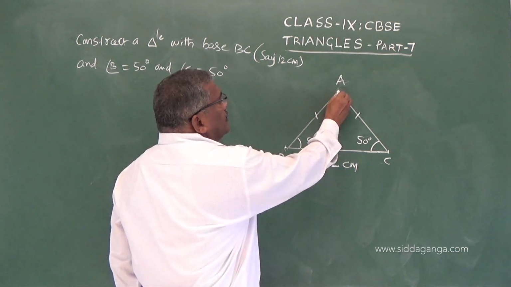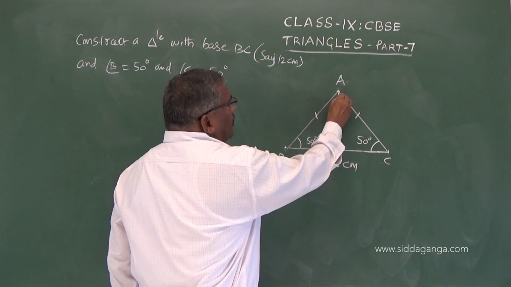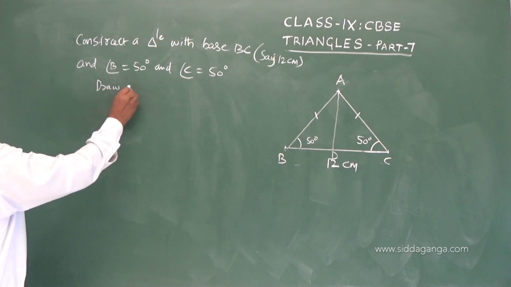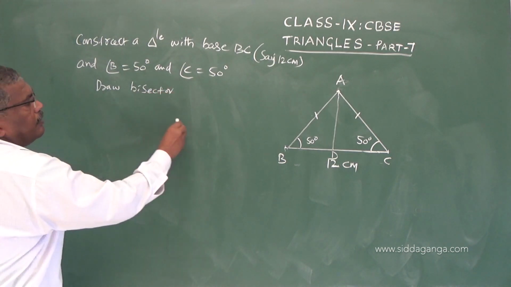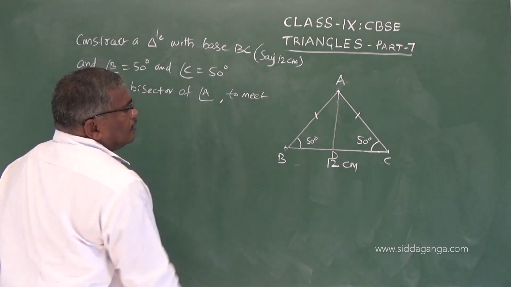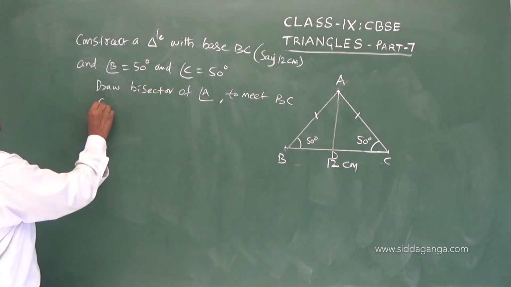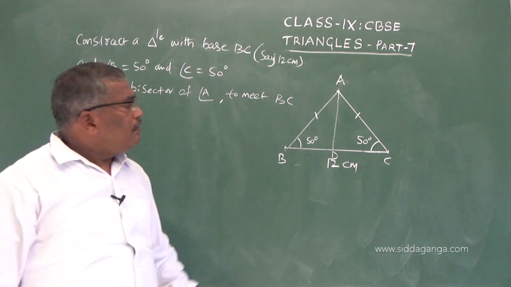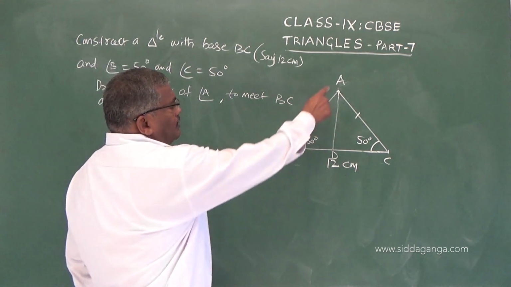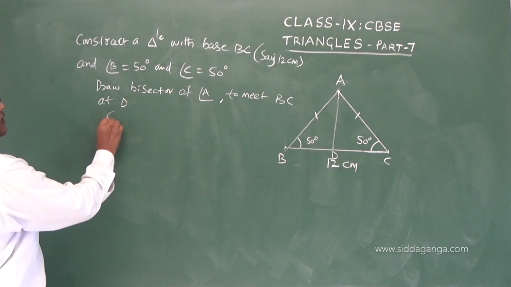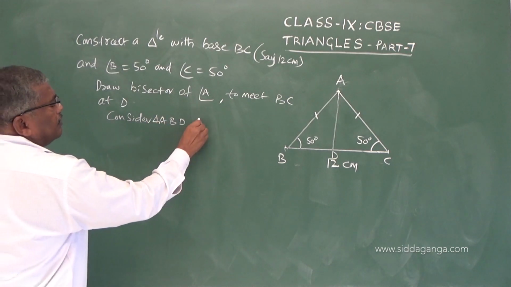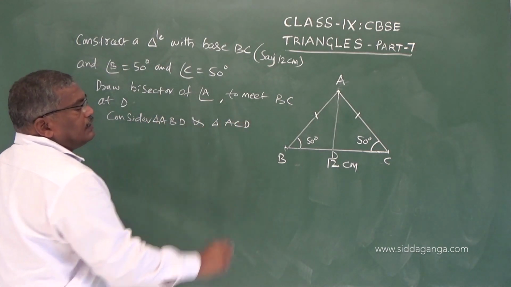Now as usual, draw the bisector of A to meet BC at D. Draw the bisector of angle A to meet BC at D. Now compare the triangles ABD and ACD. Consider triangle ABD and triangle ACD.